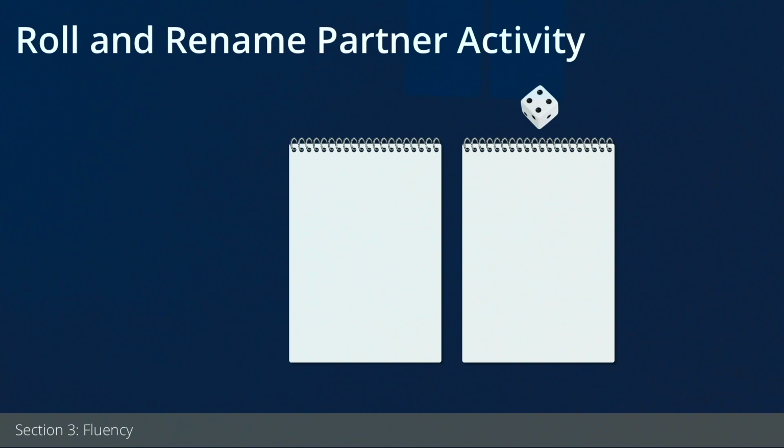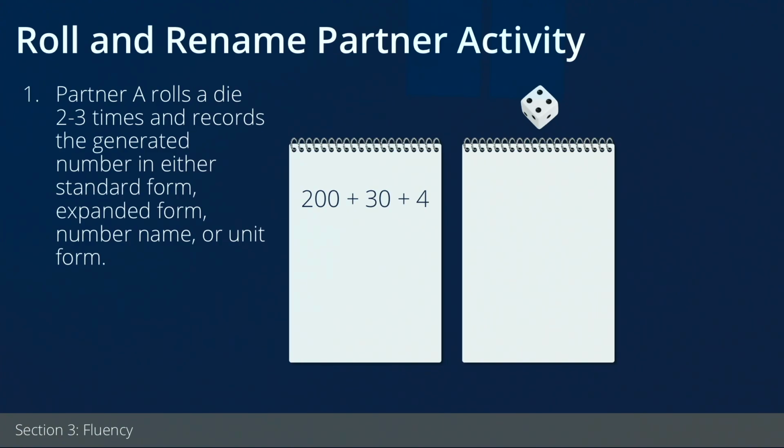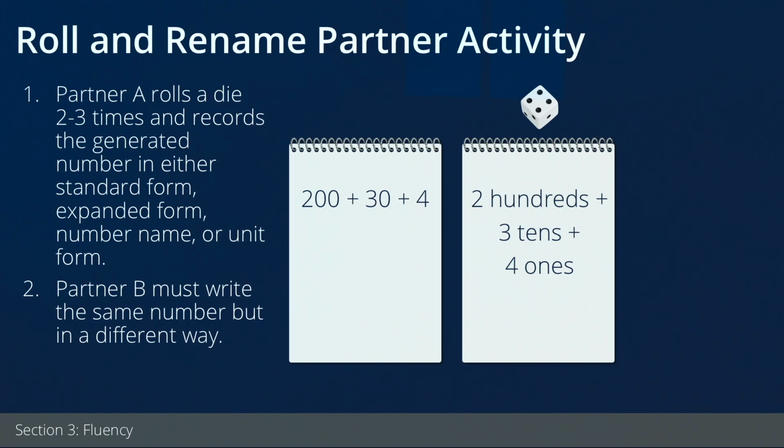Now here's another activity that you might consider using, and this is roll and rename. This is a partner activity. So here students roll a die 2 to 3 times and record a number in either standard form, expanded form, by its number name, or in the unit form. And then another student has to write that same number, but in a different way. So here students can think about all the different ways that we can write the same number.